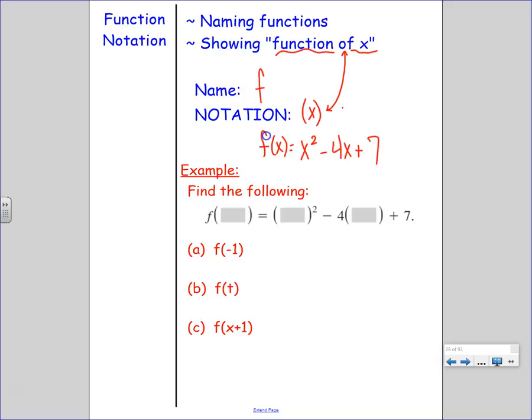It's identifying the argument, or the input of the function. So when you see the f of x, there are two pieces to it. You have the f, which is just the name, and then you have the notation for who is the argument of this function, who is the input of this function, who is the independent variable of this function.